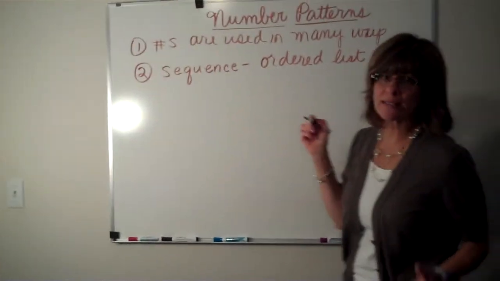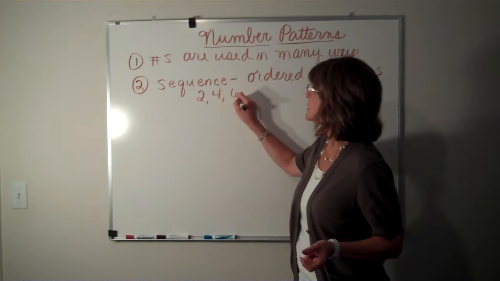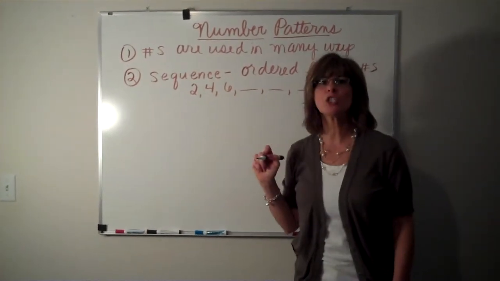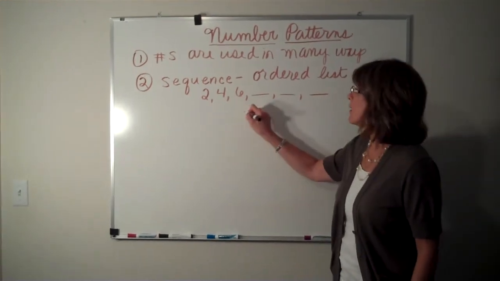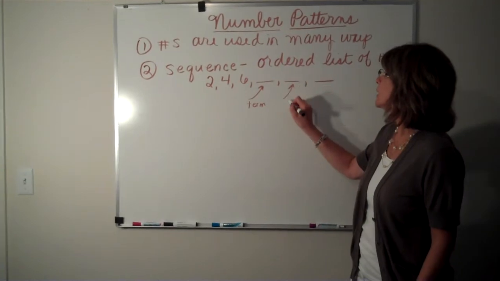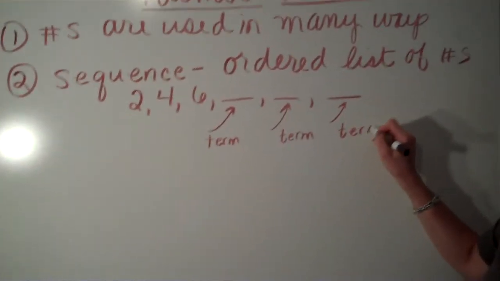So when we talk sequences, we could have a simple sequence like 2, 4, 6, and I might say, what would be the next 3 terms in this sequence? These are all considered terms. So here's one term, here's a term, and here's a term.